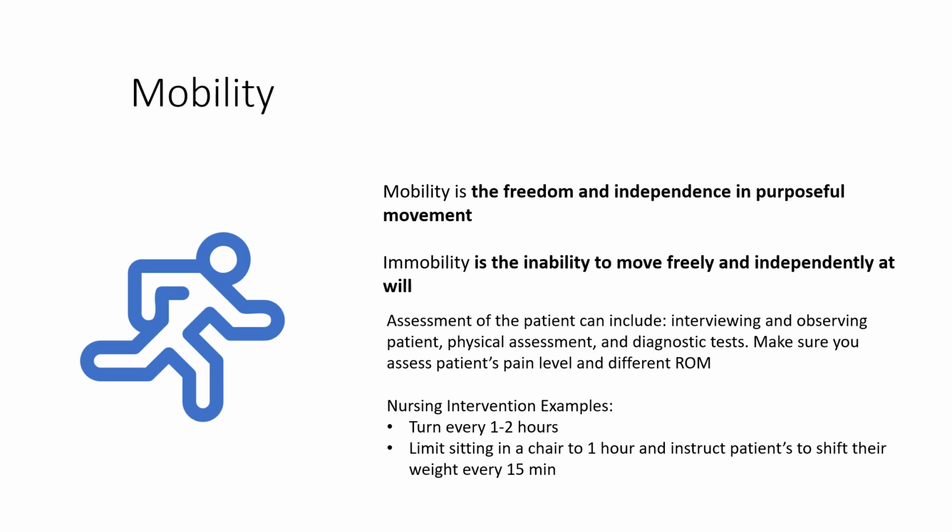Limit sitting in the chair to 1 hour and instruct the patient to shift their weight every 15 minutes. Chair sitting to 1 hour is super hard, especially for our paraplegics, because they want to be in the chair all day. However, they do need to continue to shift their weight. Every 15 minutes is kind of hard as well. We definitely turn every 1 to 2 hours for immobile patients, but shifting your weight as much as you can to prevent pressure wounds is imperative.